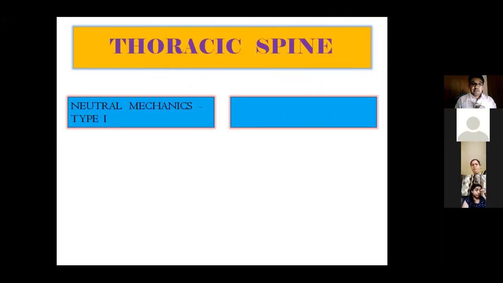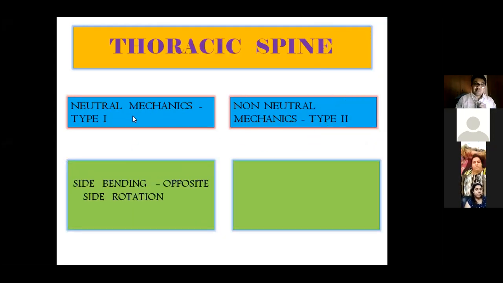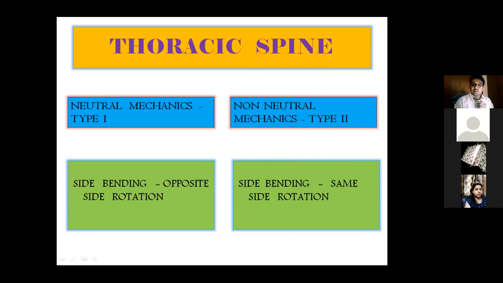In neutral mechanics of the thoracic spine, this is actually the same as the lumbar spine. If the thoracic spine is in a neutral state and we are doing side bending, it will rotate on the opposite side. And in non-neutral mechanics, if we are doing side bending, it will rotate on the same side. So the lumbar vertebra and thoracic vertebra show the same mechanism on type 1, which is the neutral mechanism, and on type 2, which is the non-neutral mechanism.